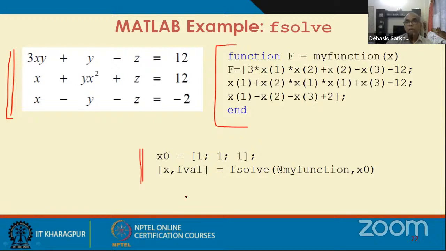So what you do is you first define the function where you will write these equations. You may have 3 equations or 300 equations, it really doesn't matter. So you write the equations. F is basically a vector of all these equations. And then simply call the solver fsolve with an initial guess.